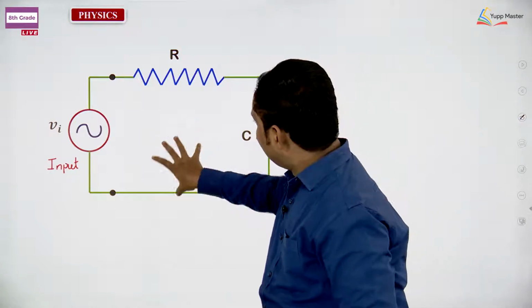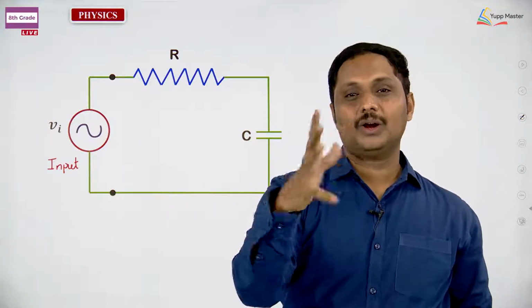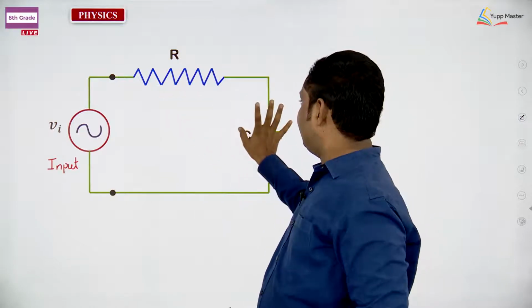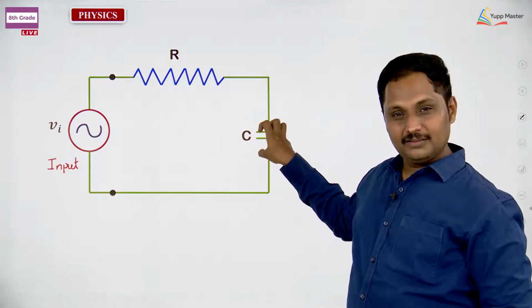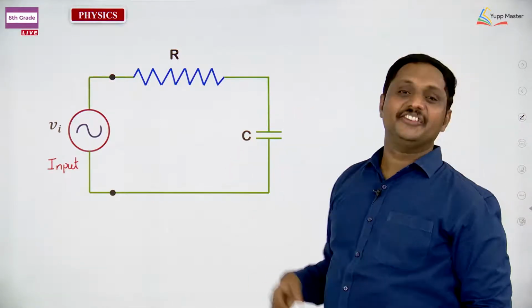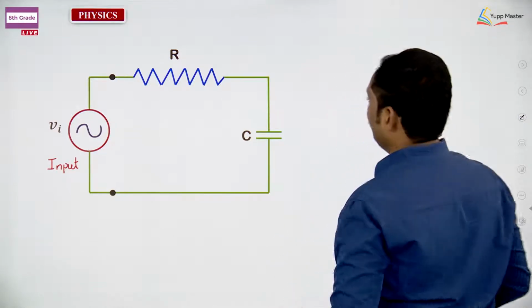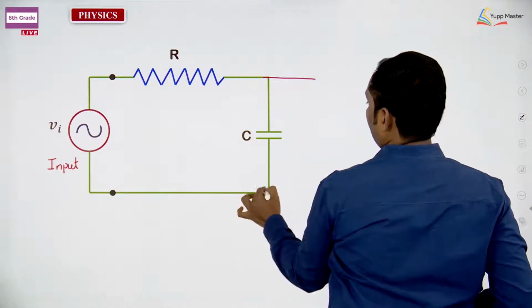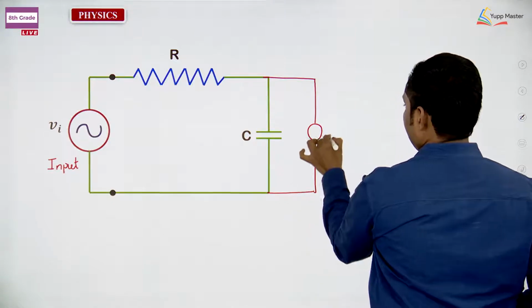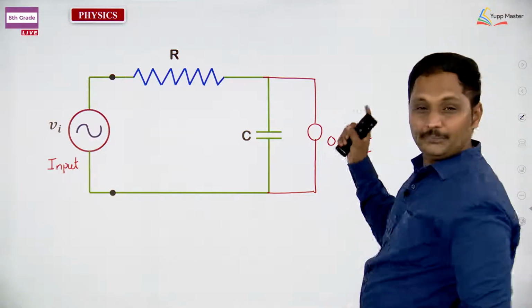From the given circuit we can understand that we are supplying the input voltage through this R, and that C is a device, a capacitor. It simply stores the charges. Now you will get the output. This is going to be the output. You measure the output.